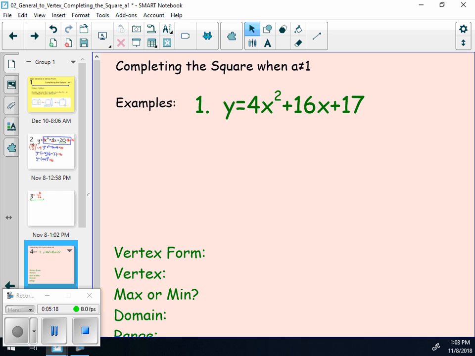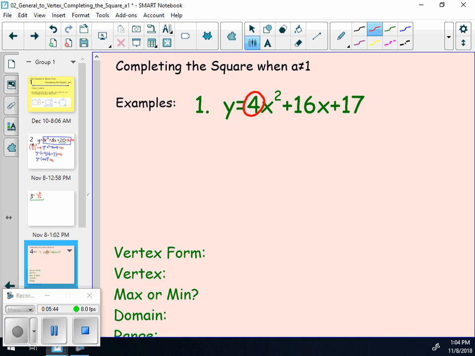If you are on today's notes, this is the first slide here, first example. And if we're looking at this example, you'll notice that we have this annoying 4 right here. So what we want to do is figure out a way that 4 won't be there anymore so that we can just complete the square how we normally do.